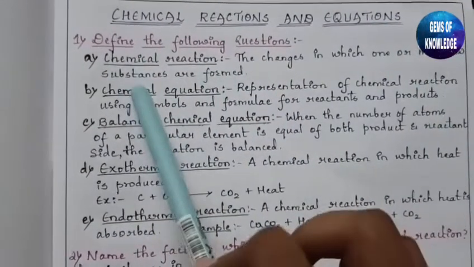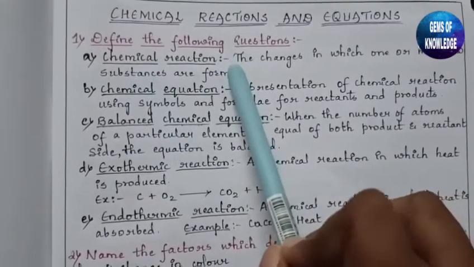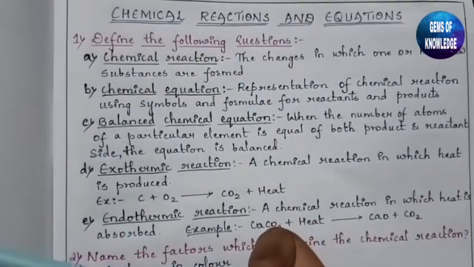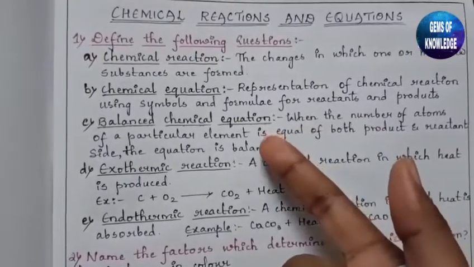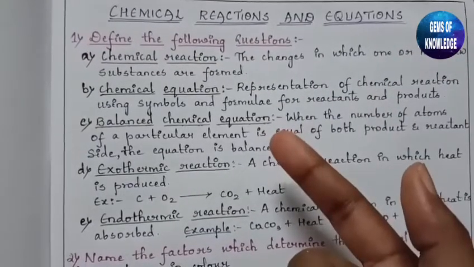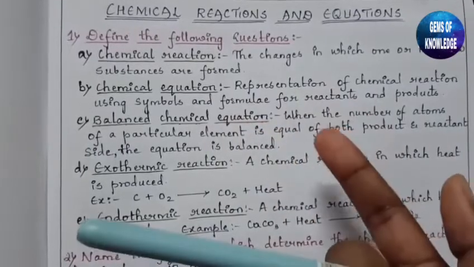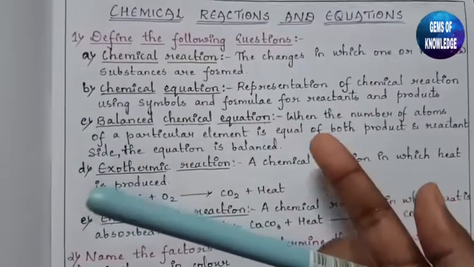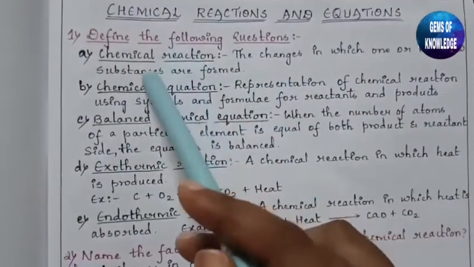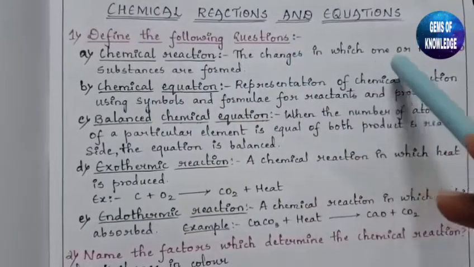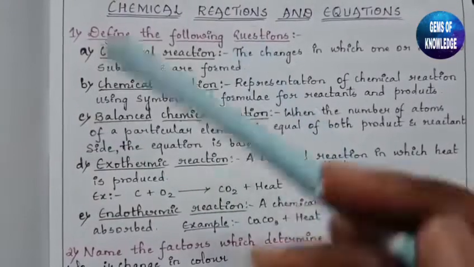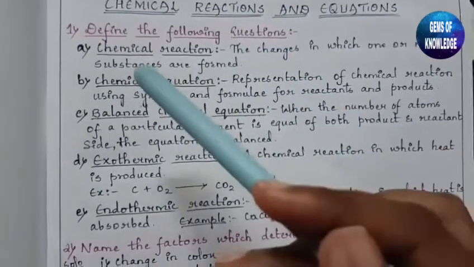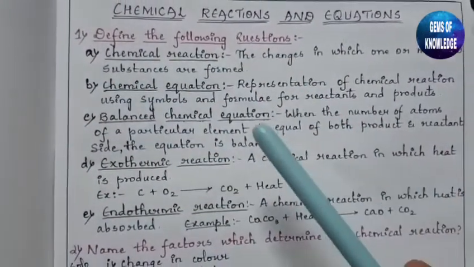Okay, so the first question is, what is a chemical reaction? You may have learnt in your class 9 that there are two types of changes. One is physical change and one is chemical change. In a physical change you will not get any new product, and you can reverse the same product. But a chemical reaction is a change in which one or more new substances are formed. It is a reaction where you will find a new substance.